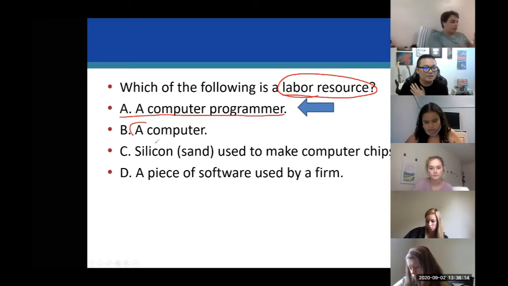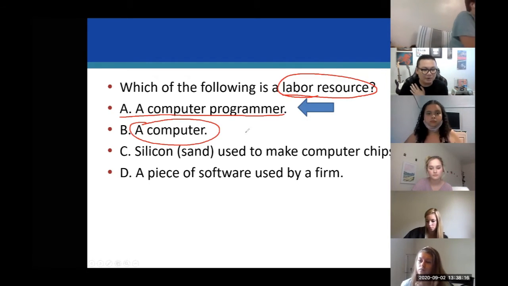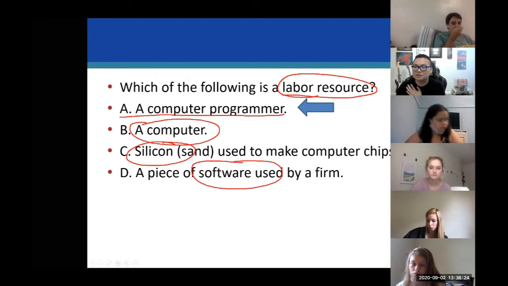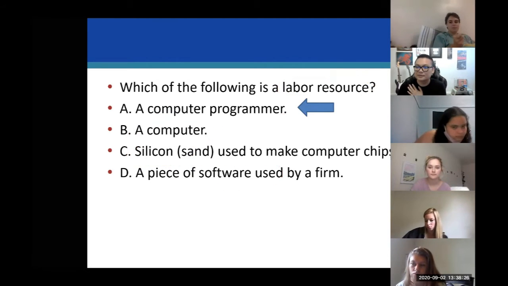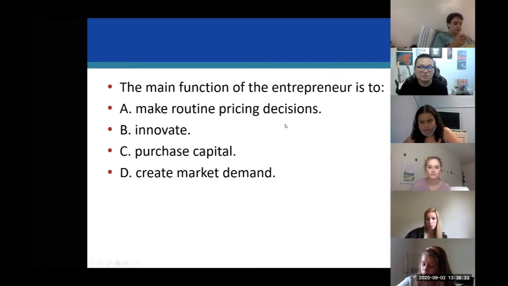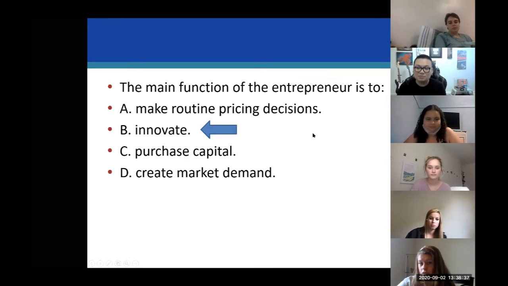A computer is not a labor resource. Silicon is also not a human resource. The software is also not a human resource. So this should be very, very easy. Here, the main function of an entrepreneur is to what? Is to innovate. I have said these things many times. Okay, innovate, to make an innovation.